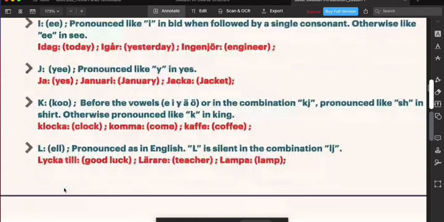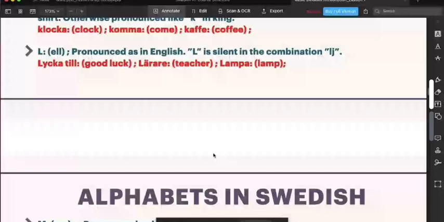Lärare, teacher. We have here three sounds, A, A, E. That becomes lärare, teacher. Lampa. Next letter you can also pronounce like English M. Minut, minute, matte, math, and mjölk, milk.